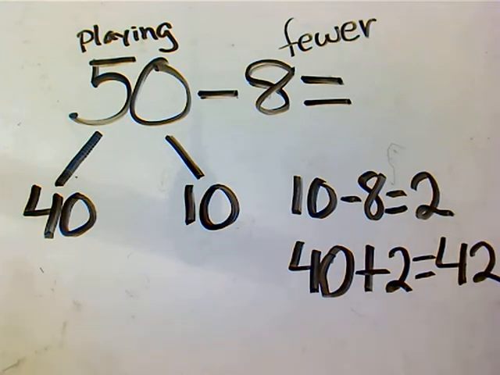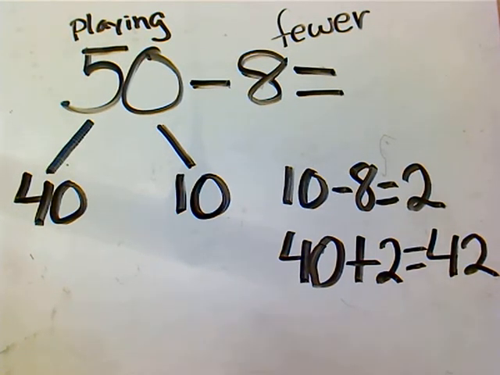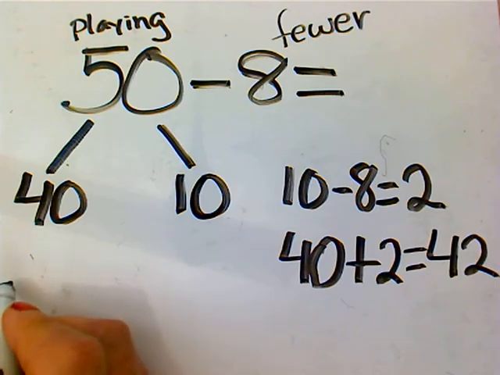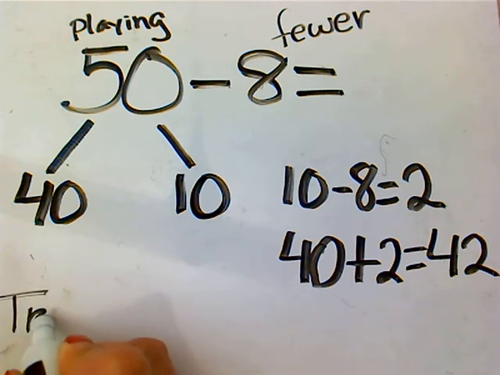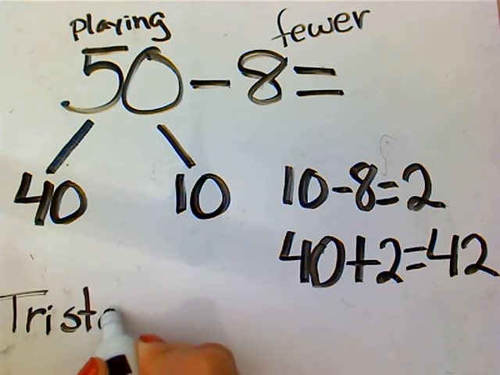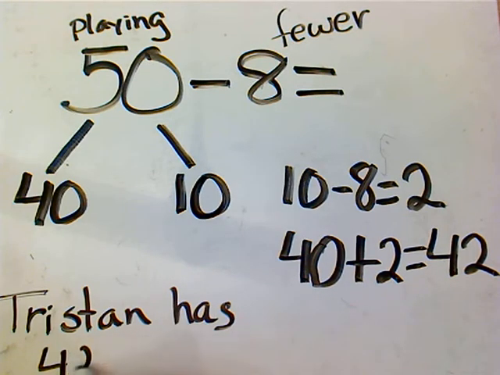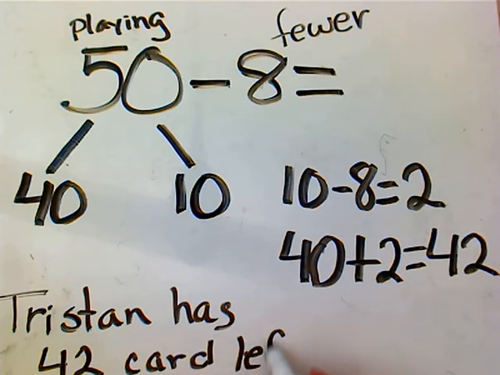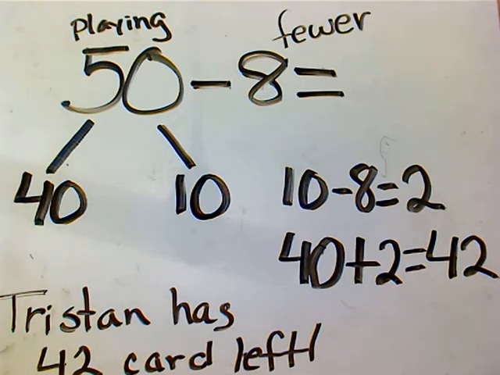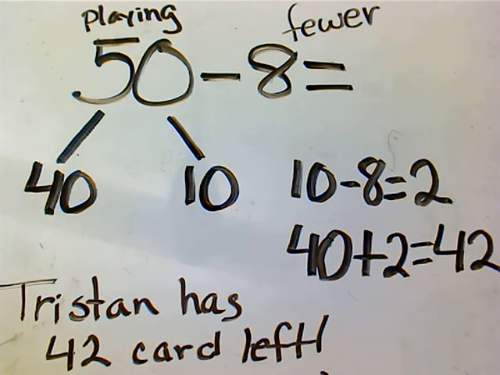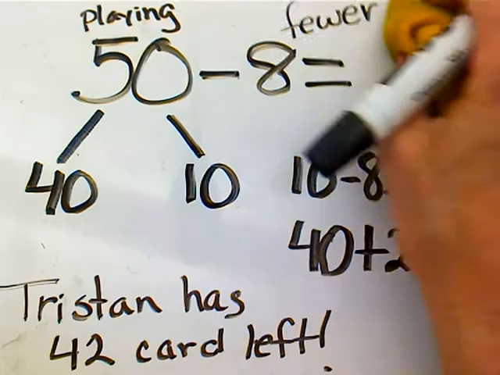So how many cards does Tristan have when he gets finished? And you should write that out in a sentence. Tristan has 42 cards left. All right, so this is very similar to some problems that we did not too long ago. All right, we're going to try another one or two of those.